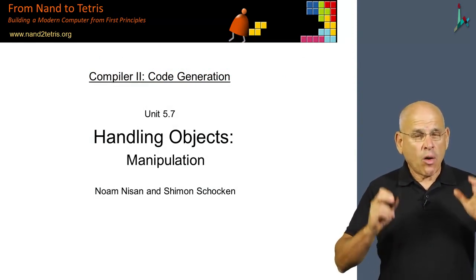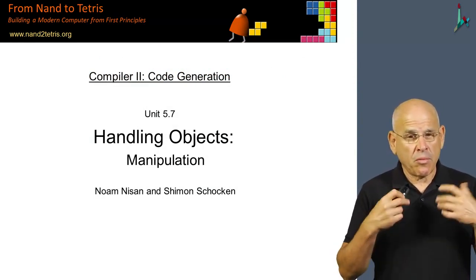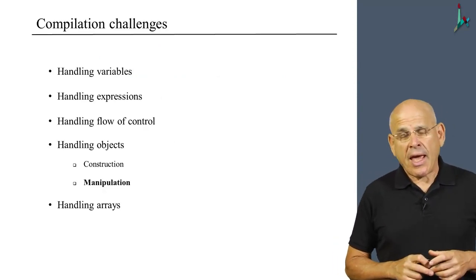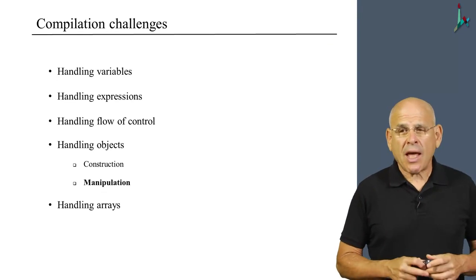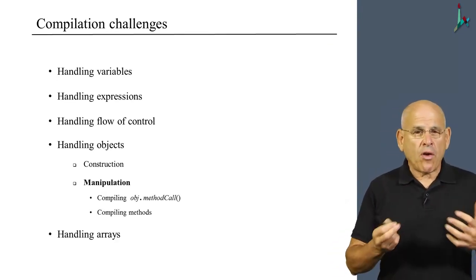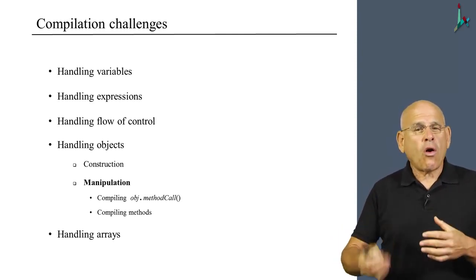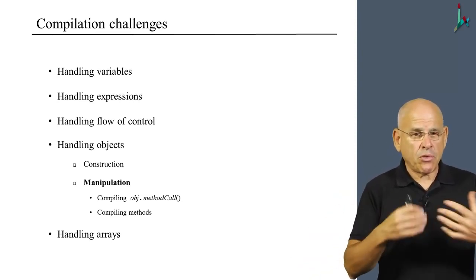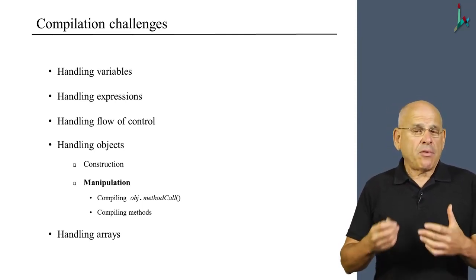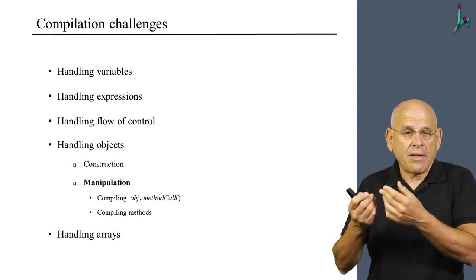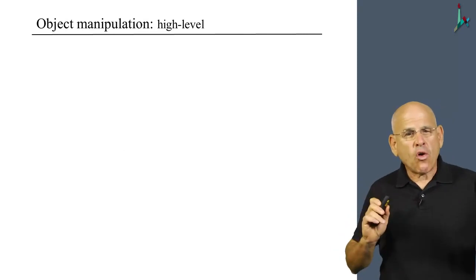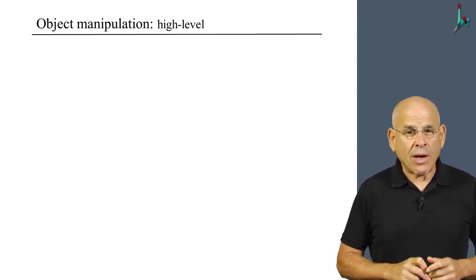Now that we understand how objects are constructed, we can move on to talk about object manipulation. And when I say object manipulation, I mean two different things. First of all, we have to know how to handle code that calls methods that are supposed to operate on selected objects. And then we have to discuss compiling the methods themselves. So as usual, we have a caller-callee kind of relationship.